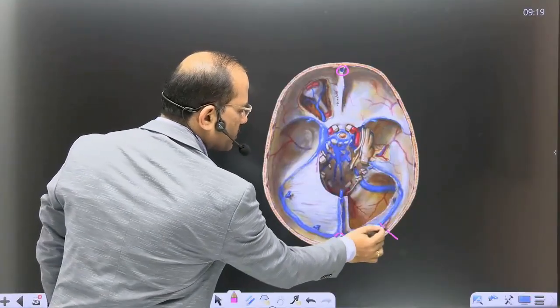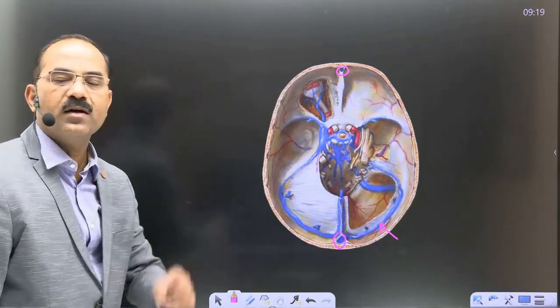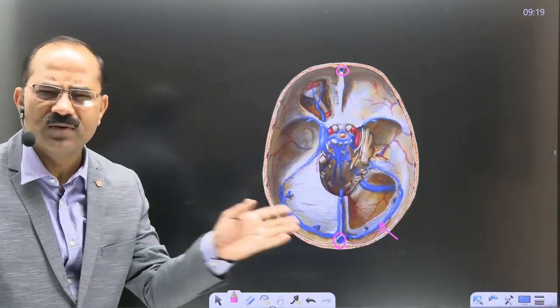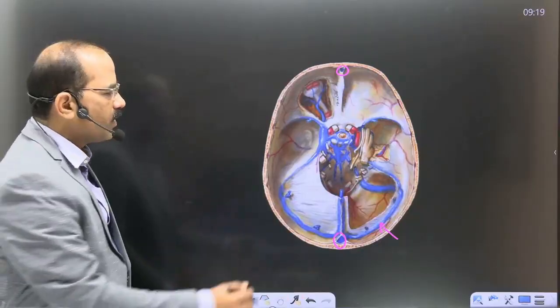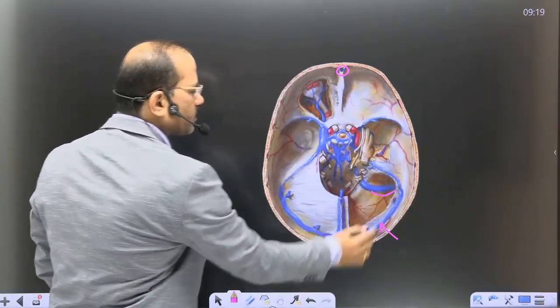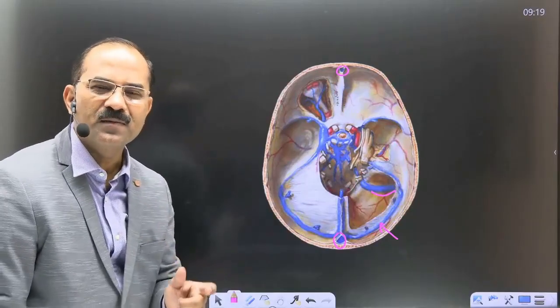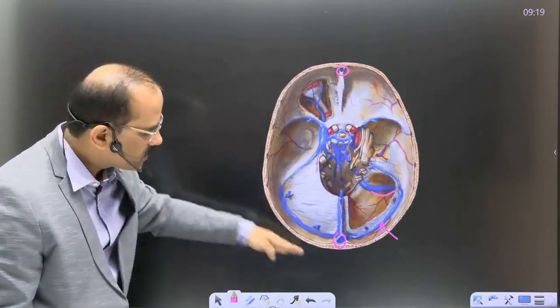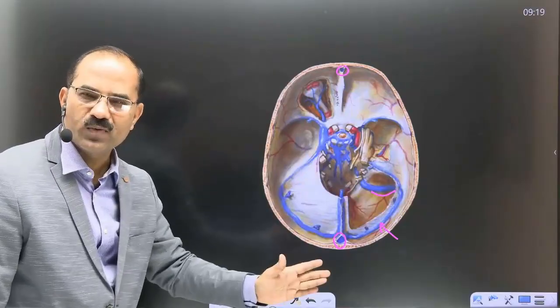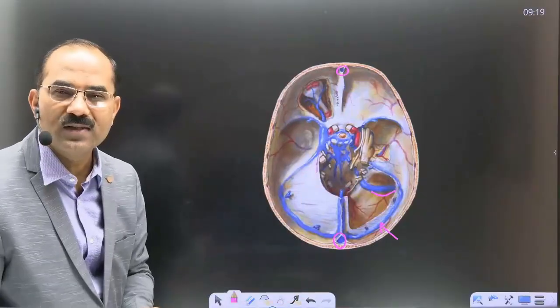Students, we know what is this. This is what we call as the right transverse sinus. You know this transverse sinus, we've seen this. Now this transverse sinus becomes an S. What is this known as? The sigmoid sinus. So the superior sagittal sinus continues as the right transverse, continues as the right sigmoid sinus.